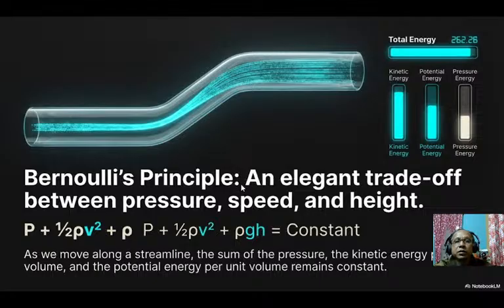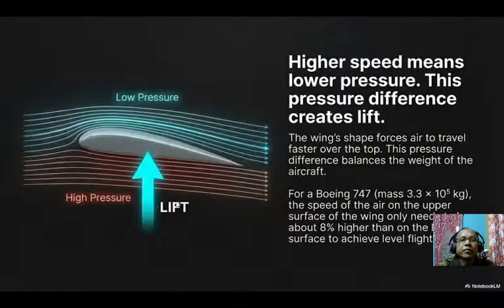Bernoulli's principle, an elegant trade-off between pressure, speed and height. P plus half rho v squared plus rho gh is equal to a constant. As we move along a streamline, the sum of the pressure, the kinetic energy per unit volume and the potential energy per unit volume remains constant. Higher speed means lower pressure.